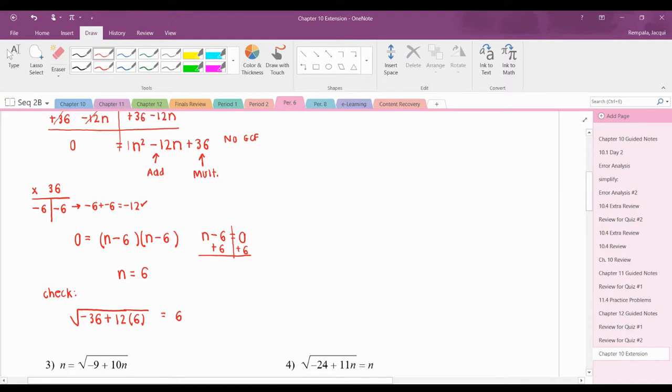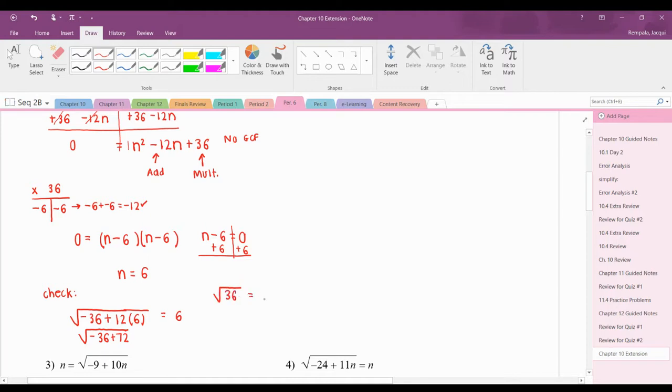So if you multiply that 12 and that 6 together, it's going to give you 72. So under the square root, we have negative 36 plus 72. If I add those two numbers together, I'm running out of room, so I'm going to write it over here. We'll get 36 under the square root.